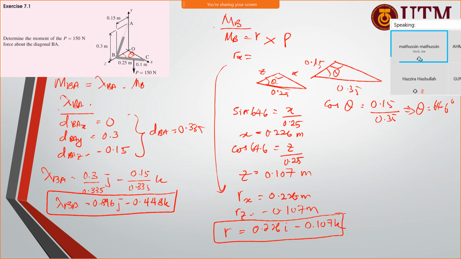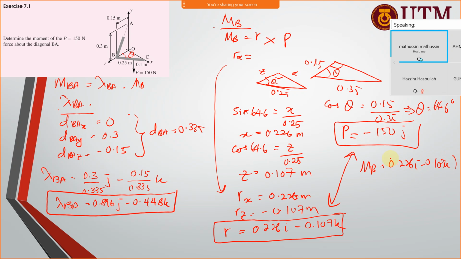Negatif 0.15. Okay. So this is lambda, this is radius, and how about force P in terms of vector? Force P pointing downward. So maksudnya just negative 150j, isn't it? So dari situ combine je lah. Crosskan dia dua ni. So kita akan dapat MB sama dengan 0.226i tolak 0.107k cross with negative 150j. So MB berapa?